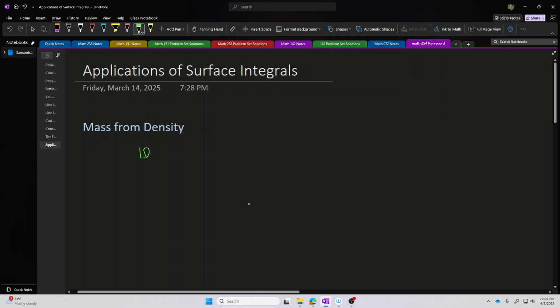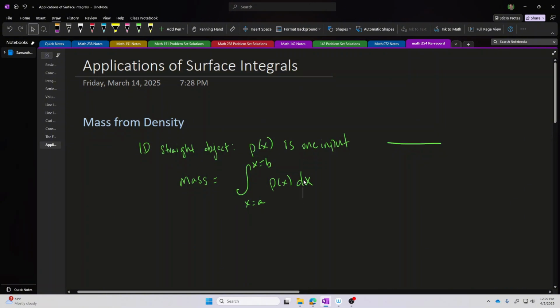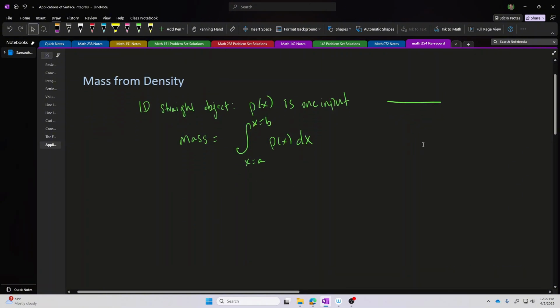Like if you had a one-dimensional straight object, which had a linear density function that was just a single input, because this object, being a straight one-dimensional object, could just be represented using a single position input, x. Then the mass of the object was found using a single integral from whatever is your initial x value to whatever is your final x value of this one input density function. So single integral for a one-dimensional straight object.